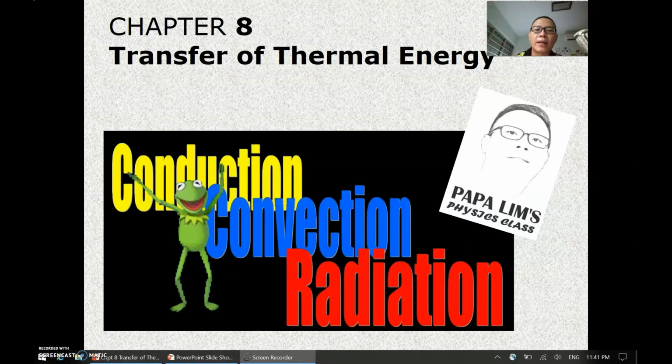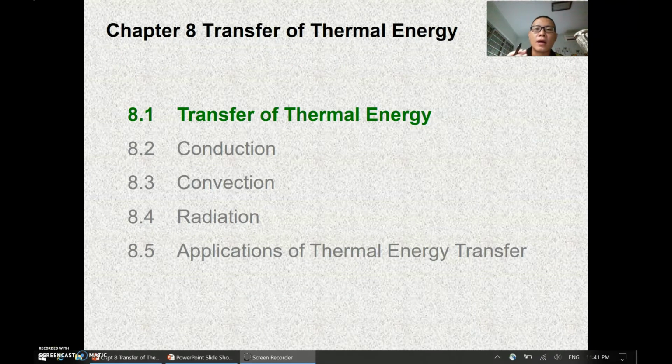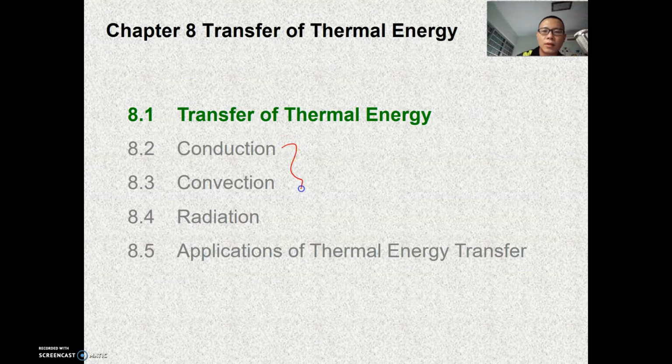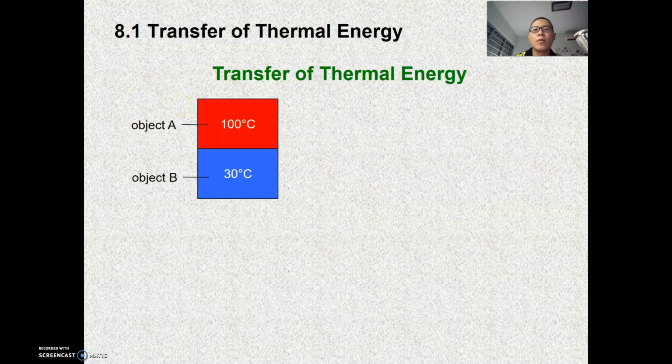Before we look at the mechanism of heat transfer, it's important that we look at why heat is transferred, or how heat is transferred. So the how, this is how heat is being transferred. Before we look at it, we'll look at 8.1, the transfer of thermal energy, on why heat is being transferred.